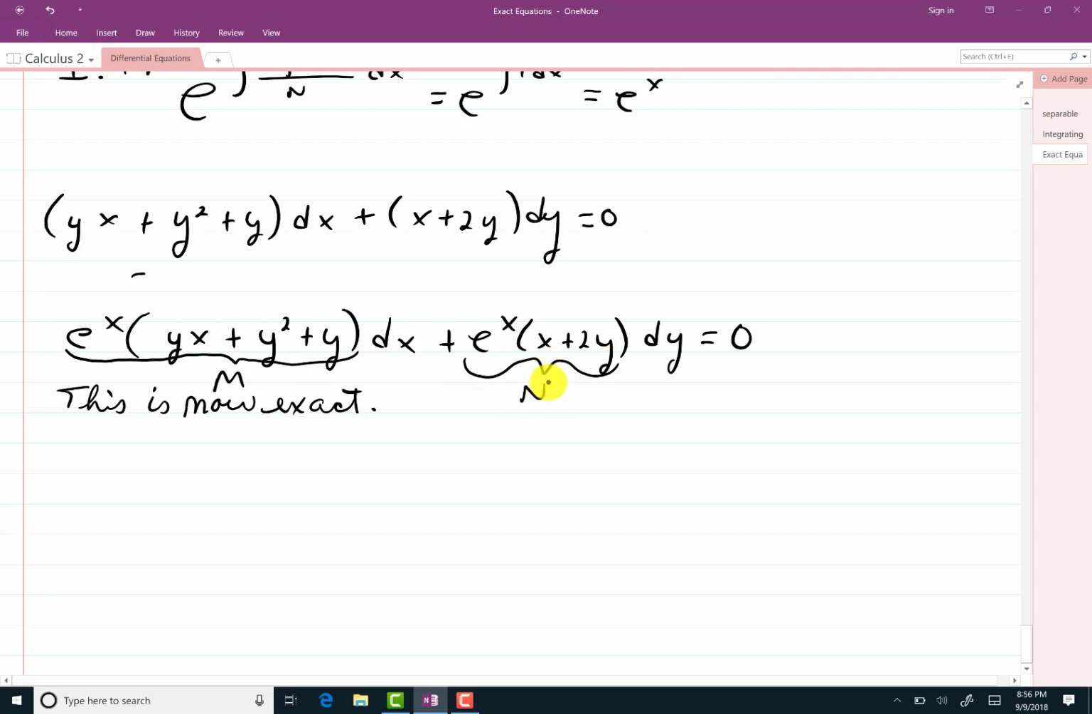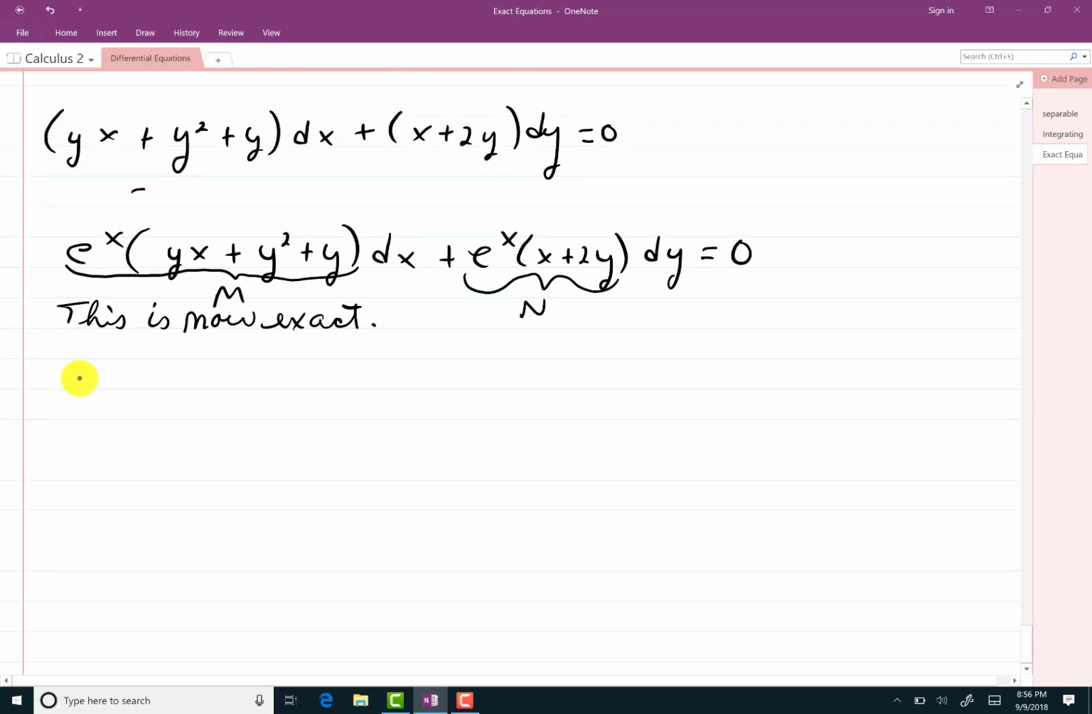It's like we're starting a brand new problem. And then if I do M sub y, the e to the x is not important. That will just act as a constant being multiplied. I'll get the same things I did before. I'll get 2y plus 1, I'll get x plus 2y plus 1.